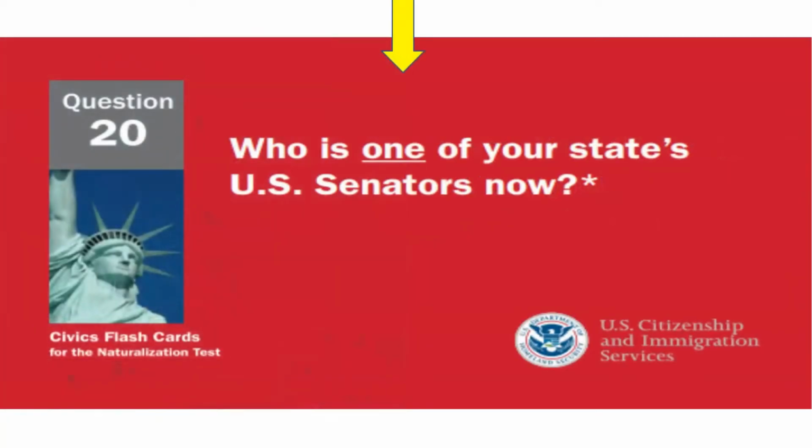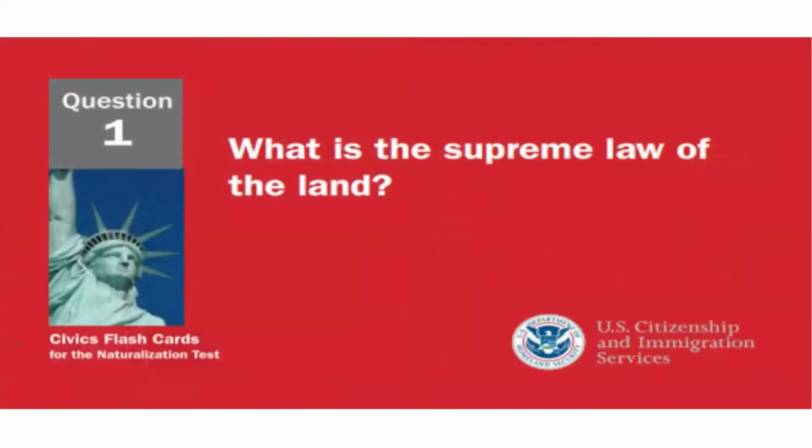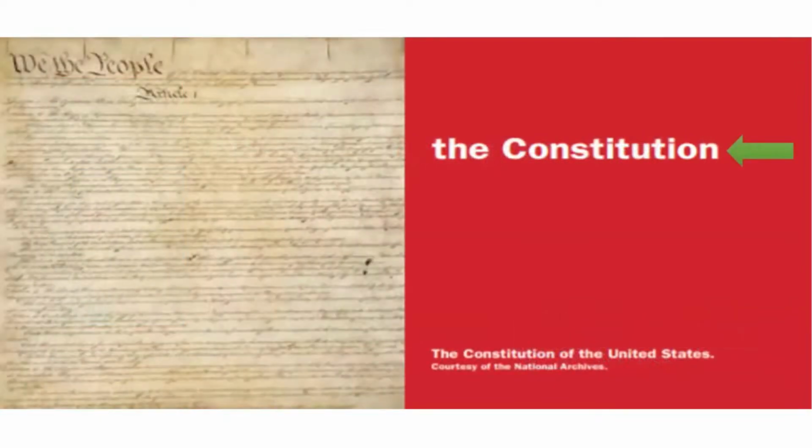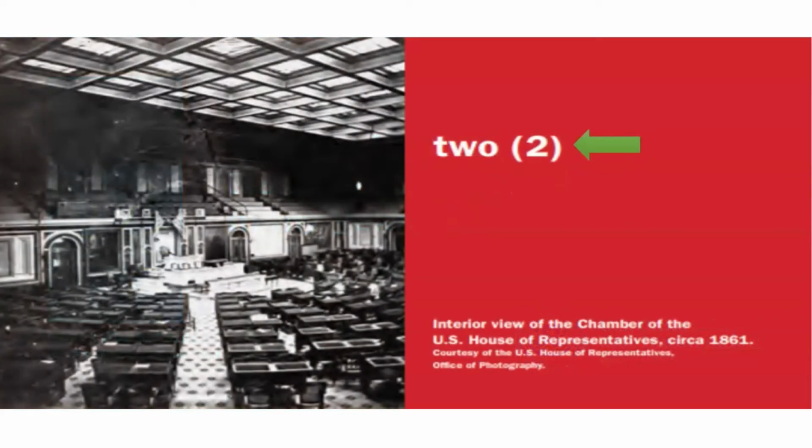Who is one of your state's U.S. senators now? Answers will vary here depending on the state that you live in. Please look at the description part of this video and you will find a link to the answer. What is the supreme law of the land? The supreme law of the land is the Constitution. We elect a U.S. representative for how many years? For 2 years.